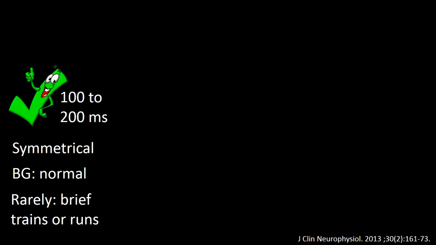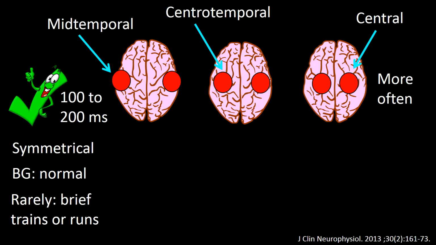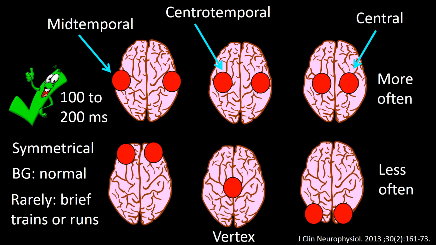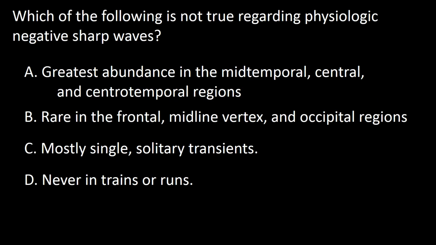According to some electroencephalographers, benign sharp waves are likely to be 100 to 200 milliseconds, likely to be symmetrical, arising from a normal background, usually single, but at times may occur in brief trains or runs. These same authors think that they are more likely to be found in the mid-temporal, centrotemporal, and central regions, and less likely to be found in the frontal, vertex, or occipital regions. So the answer to this question is D.